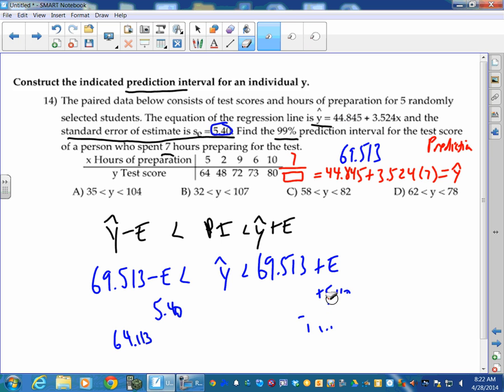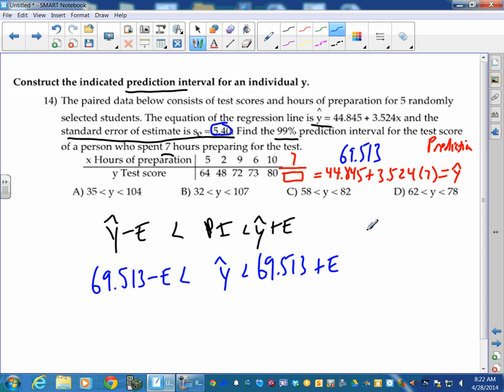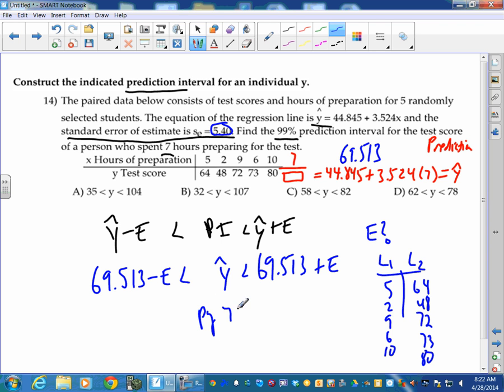All right, so for the program, we need 2 numbers. To find E, we have to put our information into L1 and L2: 5, 2, 9, 6, 10, 64, 48, 72, 73, and 80. Turn your book to page 754. We're going to have to find our t-score. Alpha is equal to 0.01.